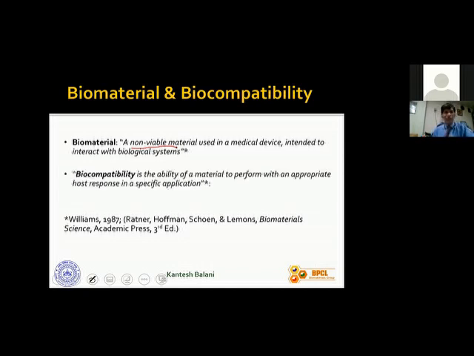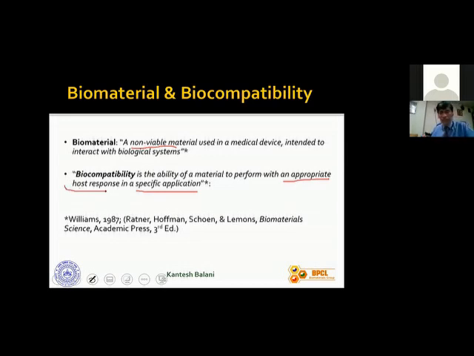In addition, biocompatibility is defined as the ability of a material to perform with an appropriate host response in a specific application. The reason I'm highlighting the phrase "an appropriate host response" is because it means that the material we're implanting should not lead to any side effects. It should not cause any clotting of blood. It should not lead to any infection. It should lead to a normal healing process. That is what an appropriate host response is. So our body should not start acting very differently.